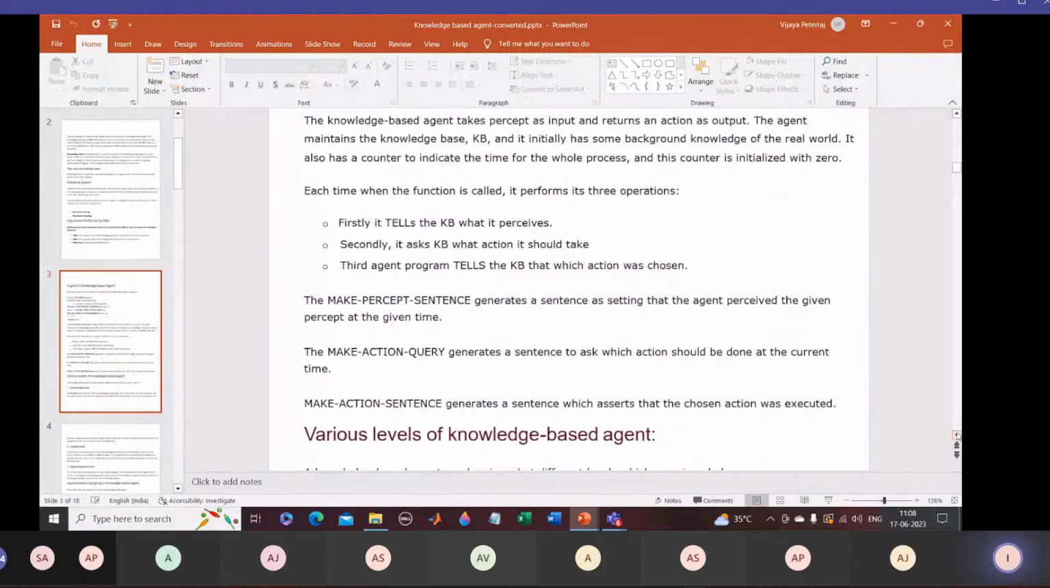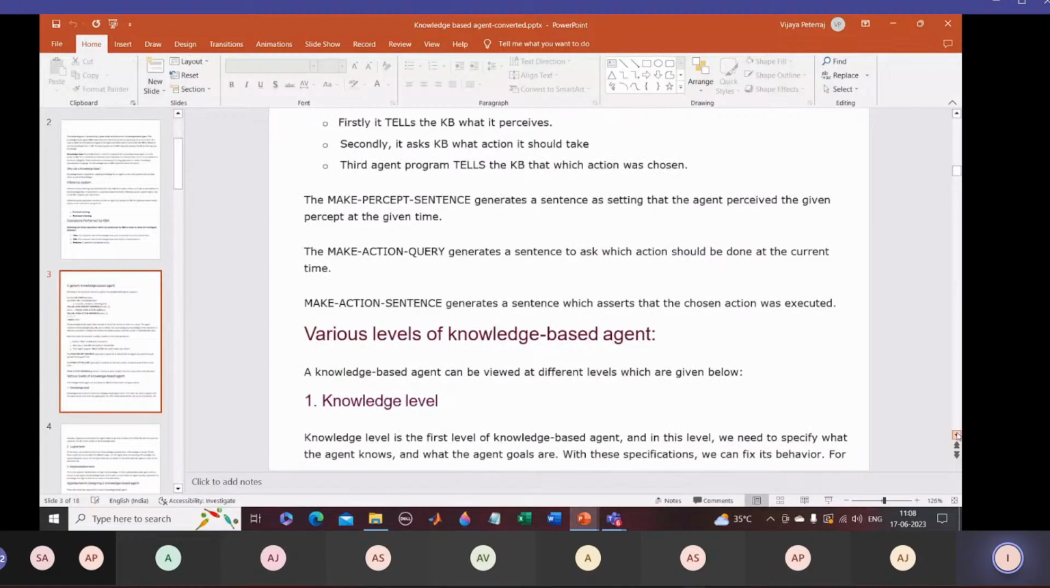So we have make percept sentence. This will generate a sentence stating that the agent perceived whatever it has perceived at the given time. Then make action query generates a sentence to ask which action should be done. Then the last one is make action sentence. That is a query for which action is to be taken, and whatever action is chosen will be executed. Okay, make percept sentence, make action query, make action sentence. These are the three things.